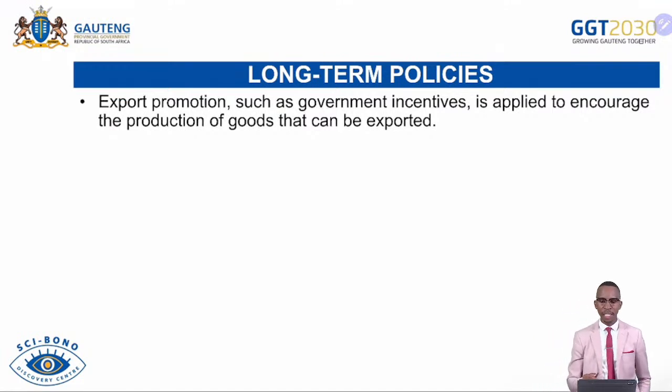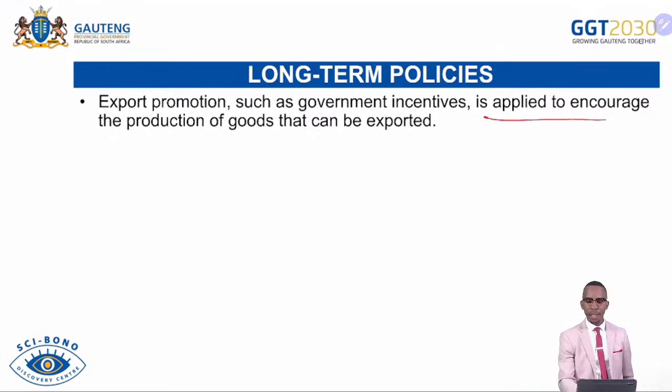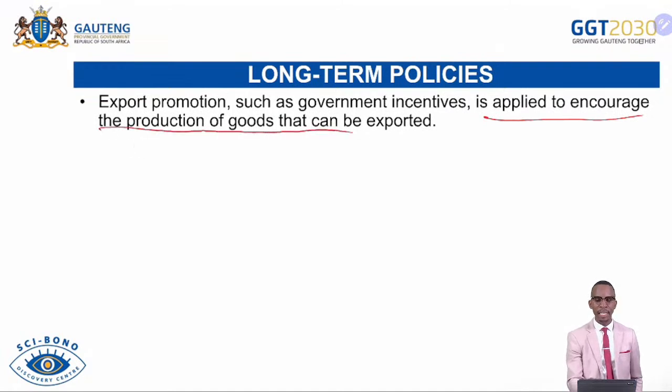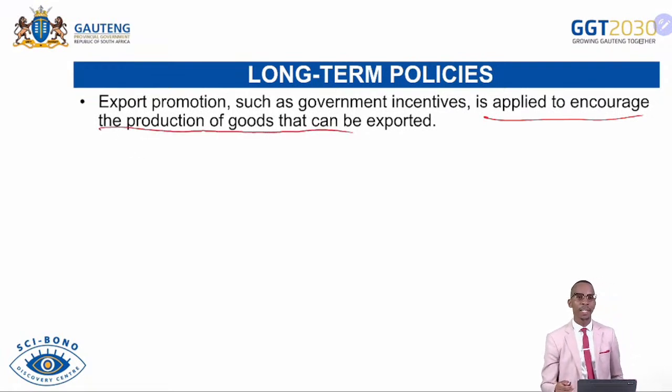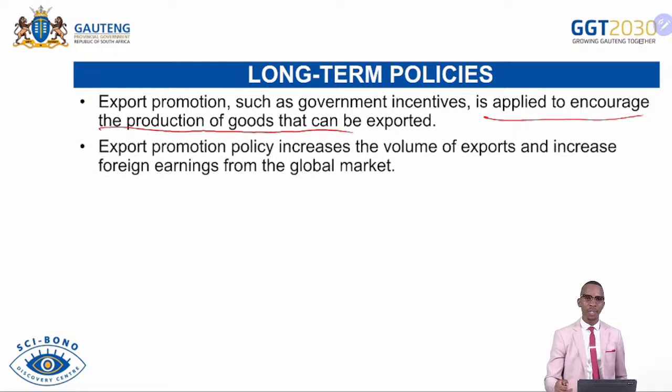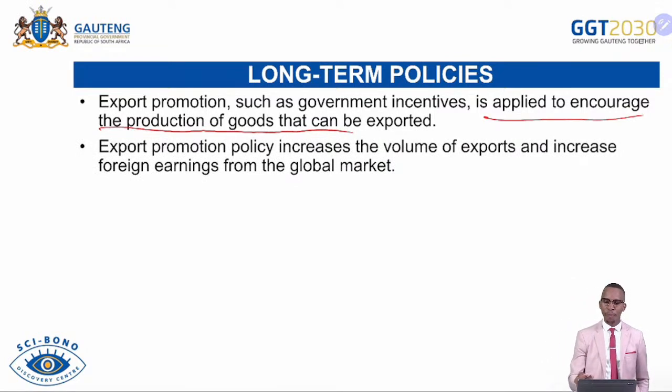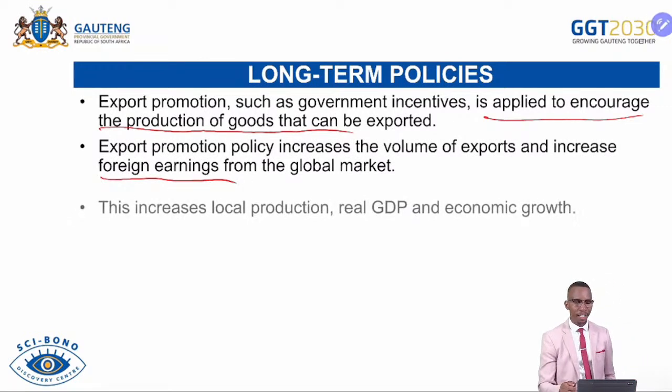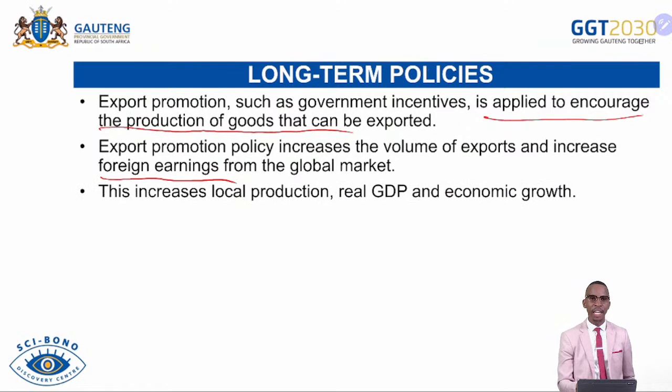Remember, export promotion, such as government incentives, is applied to encourage production of goods and services that can be exported to the global market. That's when the government intervenes by assisting local businesses through giving them production subsidies and some incentives, known as financial and non-financial incentives, in order for them to increase their production so that they can supply the global market. Export promotion policy increases the volume of exports and the foreign earnings from the global market. This increases local production and economic growth.